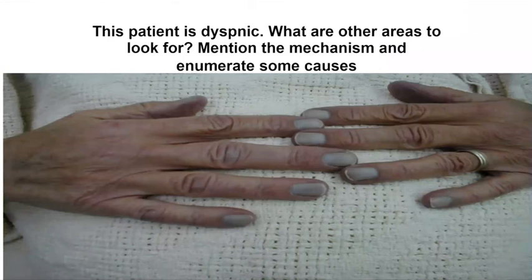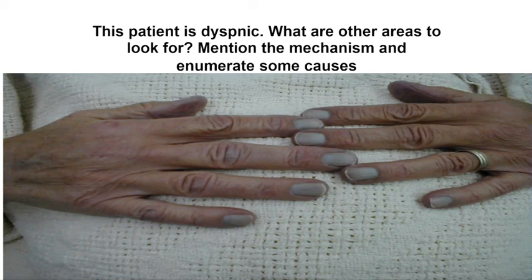This is homework for you as a quiz, to answer these and to clarify what abnormal physical signs are present, and to answer some questions. This patient is dyspneic. What are other areas to look for? Mention the mechanism and enumerate some causes.